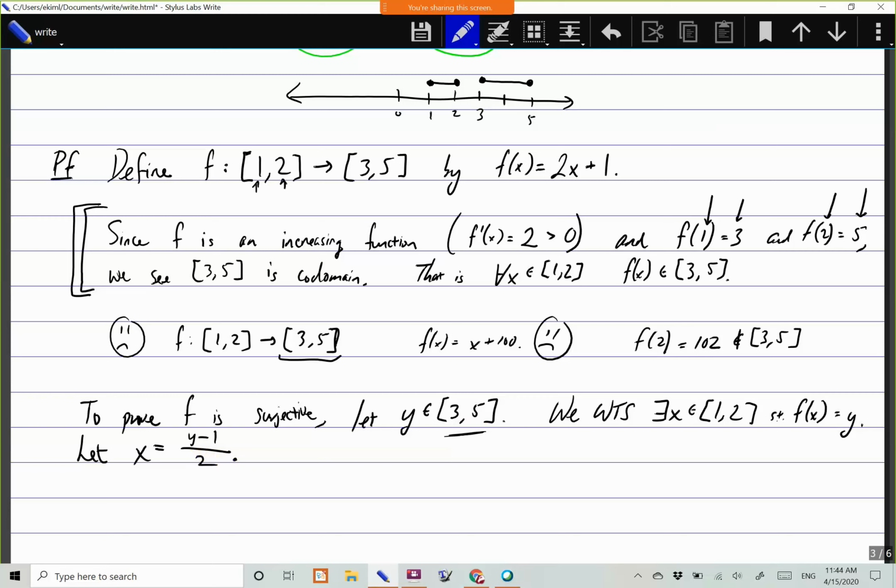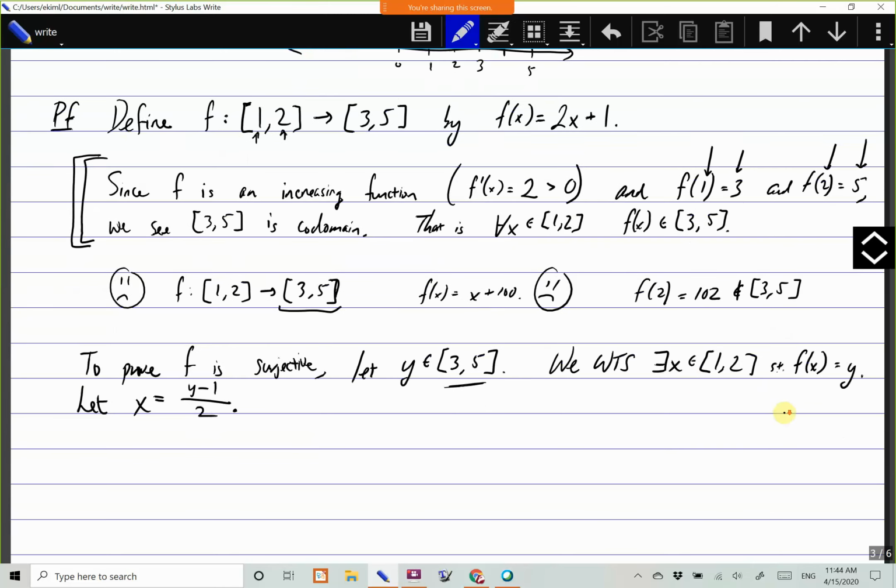I better produce for you, by defining x this way, a number that's between 1 and 2. And if not, then there's a problem. Not only should the number be between 1 and 2, when you apply f, you have to get y. So there's a lot that I actually need to prove to you about this. So let me first of all prove to you that x is in the interval [1, 2].